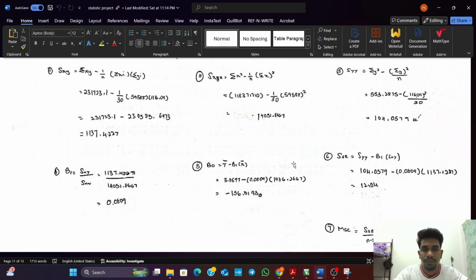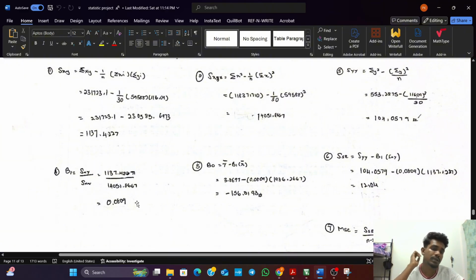Step two, we find SXX. The value is here. We use the formula summation x square minus 1 over n multiplied with summation x square. Step 3, we find SYY. For this, the formula is summation y square minus summation y square over n. So the value is 104.0579.